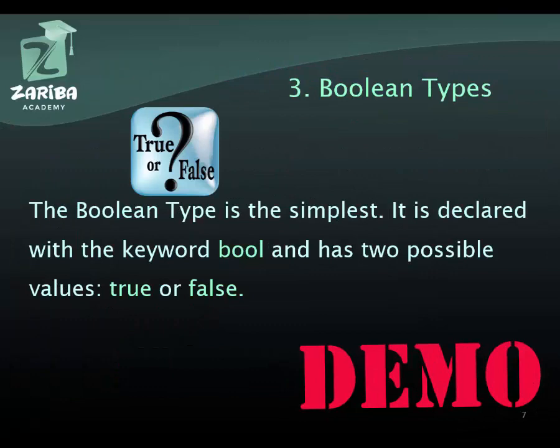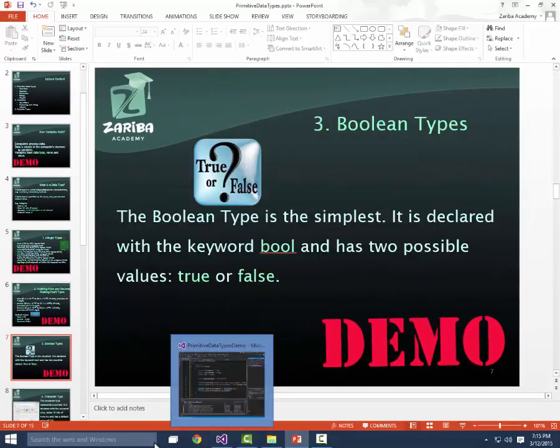Okay, the next one is Boolean type. So this is probably the easiest and simplest one. Boolean type is declared with the keyword bool and has two possible values, true or false. And this is very useful. It takes practically no memory, and it's very useful for some things, especially in games.